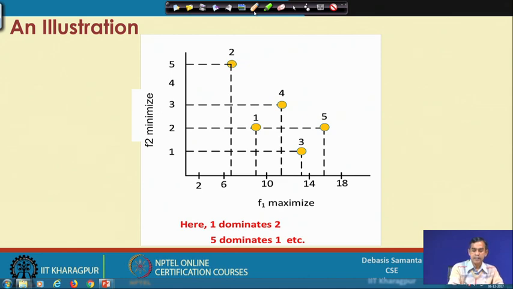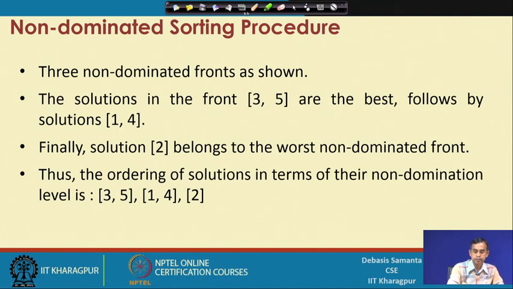Now, again I can illustrate this concept. Let us consider this solution set, where f1 is maximized and f2 is minimized. Then we can easily understand that these are the solutions of the first front, you can easily identify, then this is the solution of the second front, and this is the solution in the third front. So, in this example there are three fronts. The solutions in front 3, 5 are the best solutions, and they are called the non-dominated solutions. On the other hand, solutions 1 and 4 are the next inferior solutions, and finally solution 2 is the worst so far as the fronts are concerned. So, these are the different fronts and the different solutions.